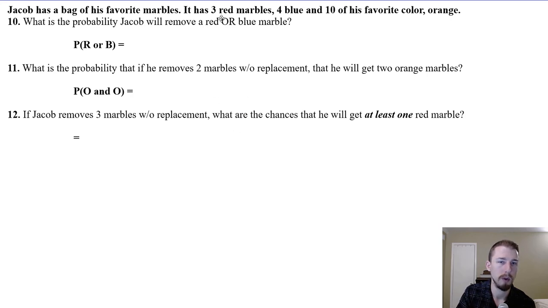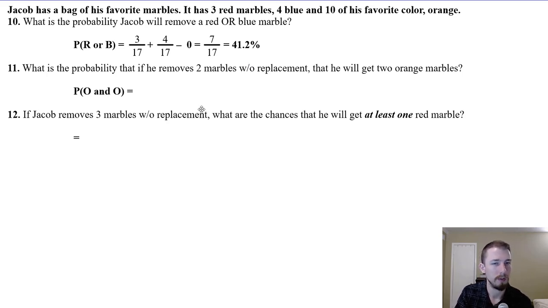Well, the probability of a red marble would be 3 out of 17, and blue would be 4 out of 17, but then we'd have to subtract the overlap. Now, there are no marbles that are red and blue, so they're one or the other, so there is no overlap, so we're subtracting 0. So since these are mutually exclusive, we could just add them together. So that would be 7 out of 17, which you can reduce or change to a decimal or percentage, in this case, I suppose, 41.2%.